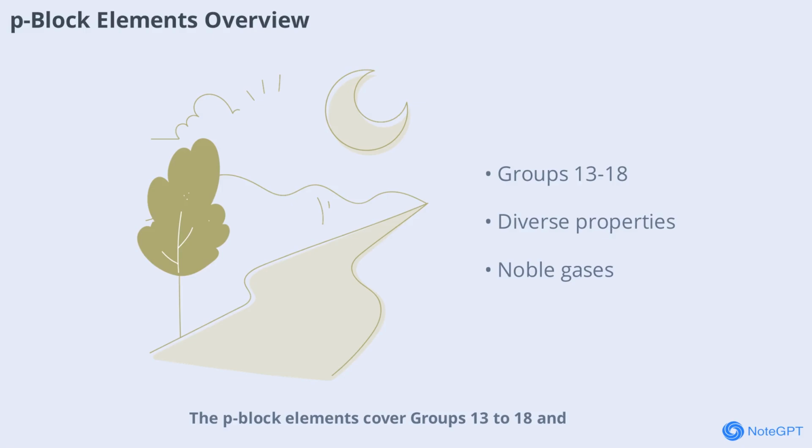P-block elements cover groups 13 to 18 and include a wide range of elements such as boron, carbon, nitrogen, oxygen, and the noble gases. These elements exhibit diverse chemical and physical properties. The P-block contains metals, nonmetals, and metalloids, making it the most varied block in the periodic table. Understanding the trends and reactions of P-block elements is essential for mastering inorganic chemistry, as they form the basis of many important compounds.